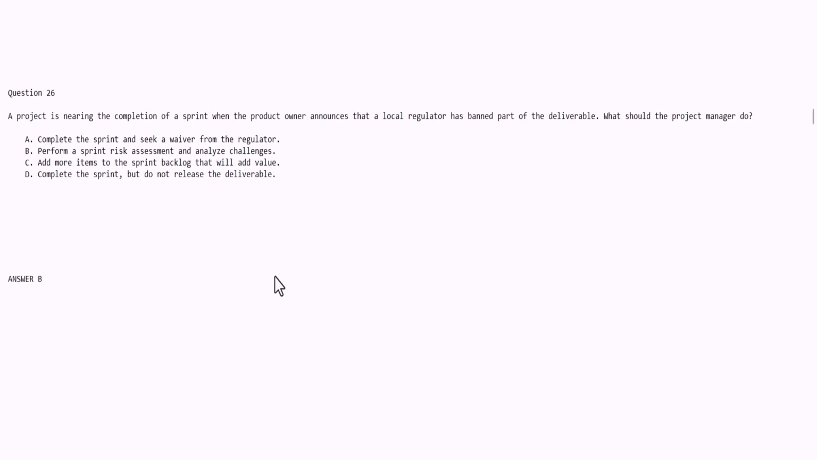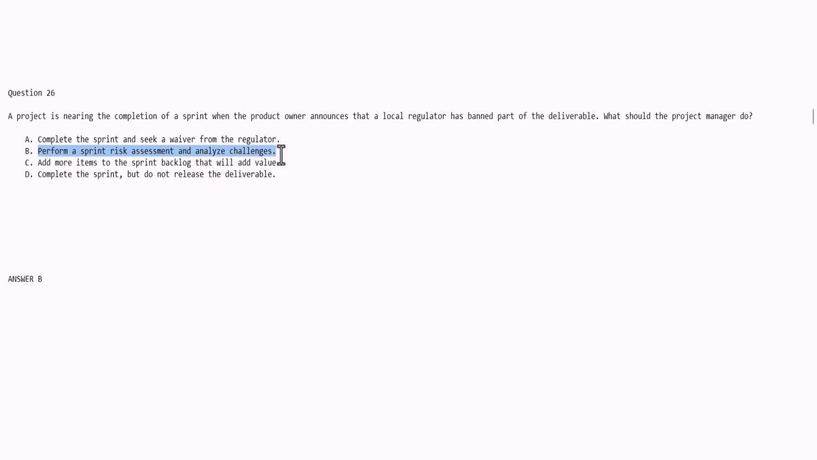Okay, so here we are, and hopefully you got the answer correct. And the correct answer is B. When faced with the situation that you're just about to release those deliverables, and then oops, you find out that there's a little bit of a pickle and there's a ban on part of those deliverables, the PM would then perform a risk assessment and analyze the challenges.